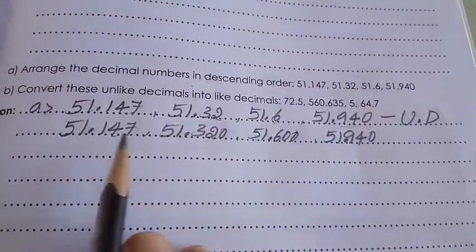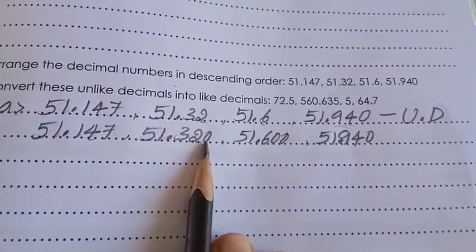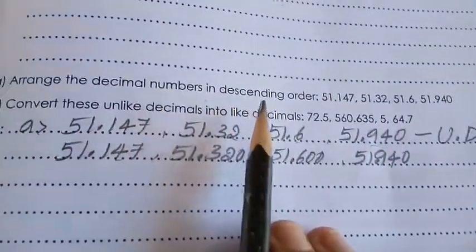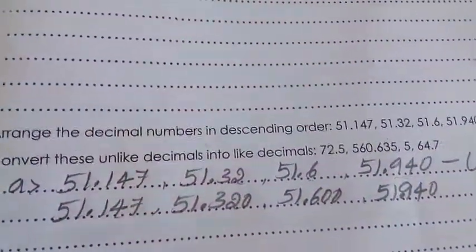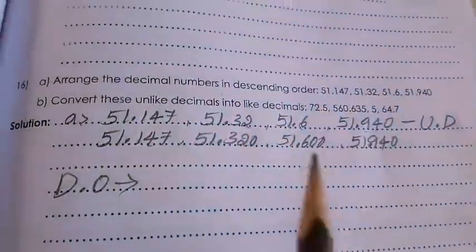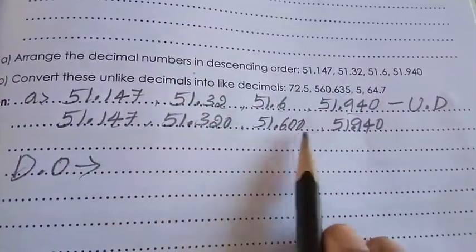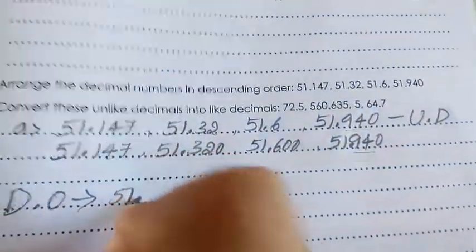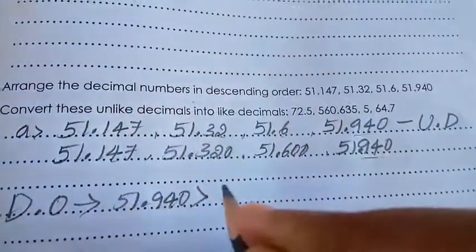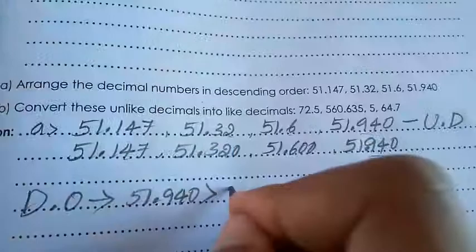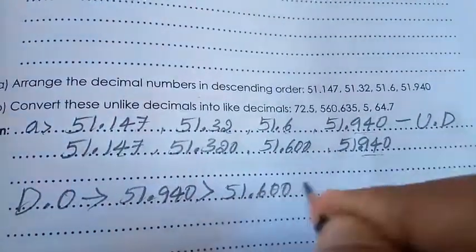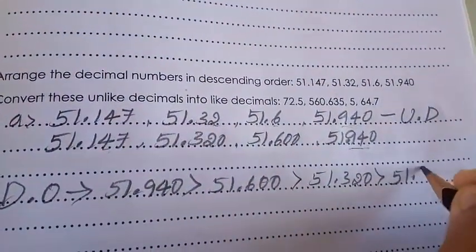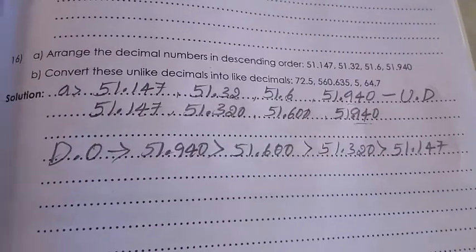So these are like decimals. 147, 320. I have taken 1 zero extra, I have taken 2 zeros extra. This one is as it is. So what they asked, descending order. Descending order means greater to smaller. So which one is greater? 51 is common, 147, 320, 600, 940. So 940 is greater. So this one is first, 51.940. Next, smaller, 600, isn't it? 51.600. Next 51.320, and last one is 51.147. So this is descending order.